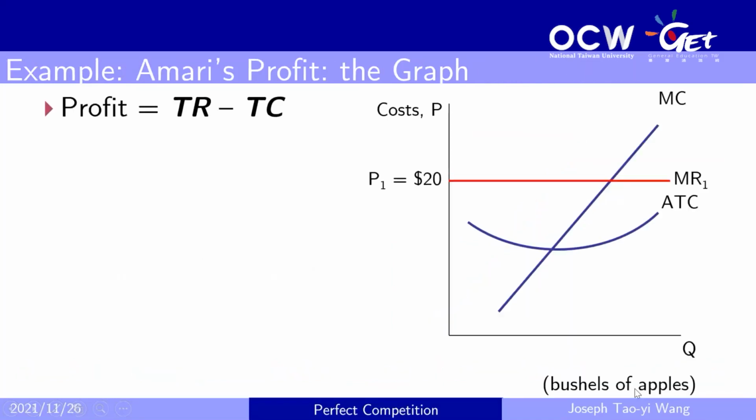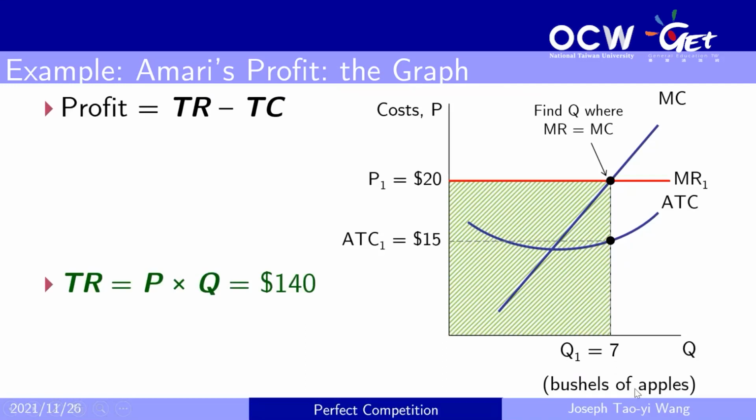All right, so let's go back to Amari's example. Let's try to find her profit. If this is the MC curve, then at price $20, you can find that quantity Q1 equals 7. That's where MR equals MC. So that's where you can maximize profit. What is the profit? Well, total revenue is price times quantity. So it's this green area, 7 bushels of apples times $20 each. So it's $140. That's total revenue.